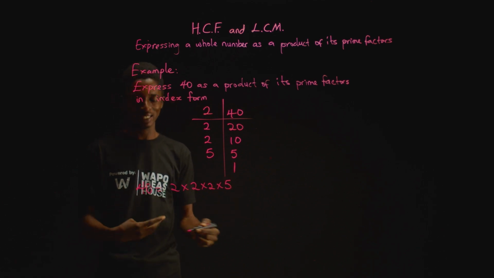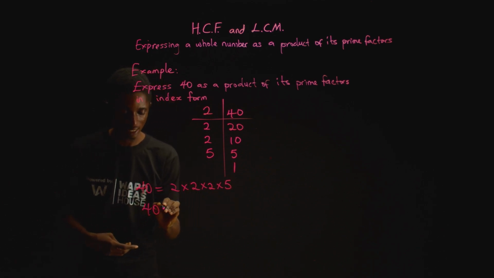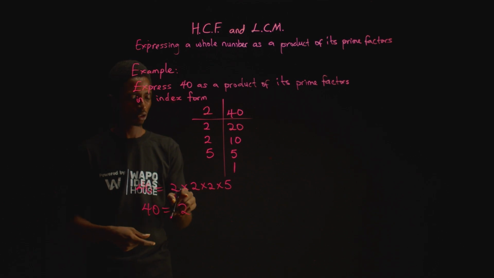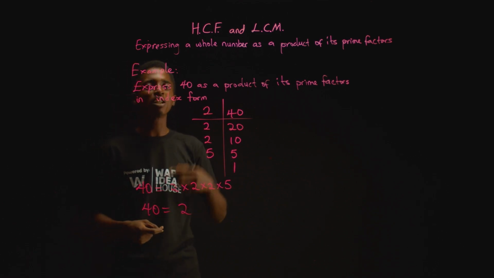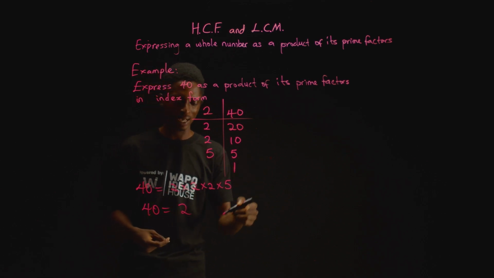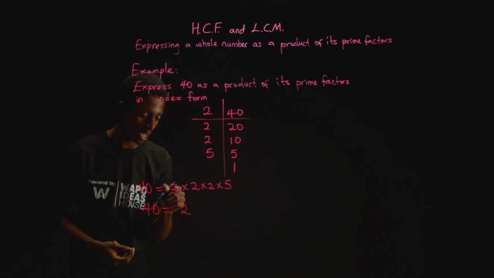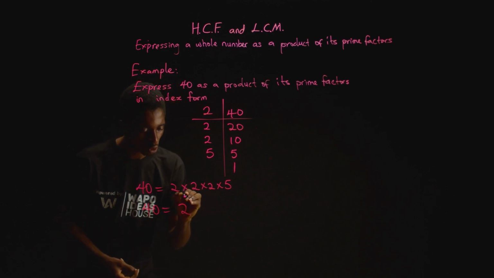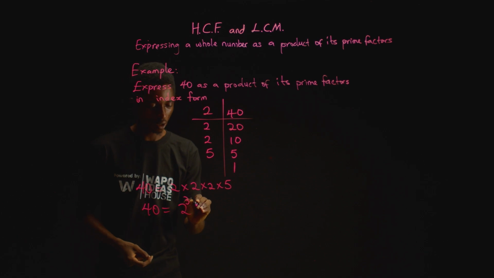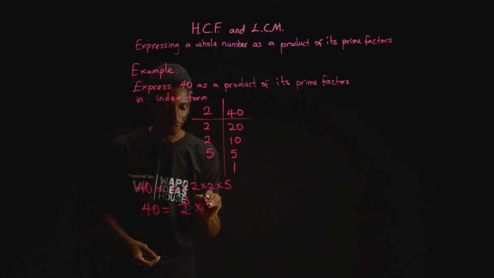So we rewrite this as 40 equals 2. Just pick one of them. And then to the top of it here, you put the number of times that 2 appears in this. And let's count. We have 1, 2, 3. So that is 2 with the power of 3 multiplied by 5.